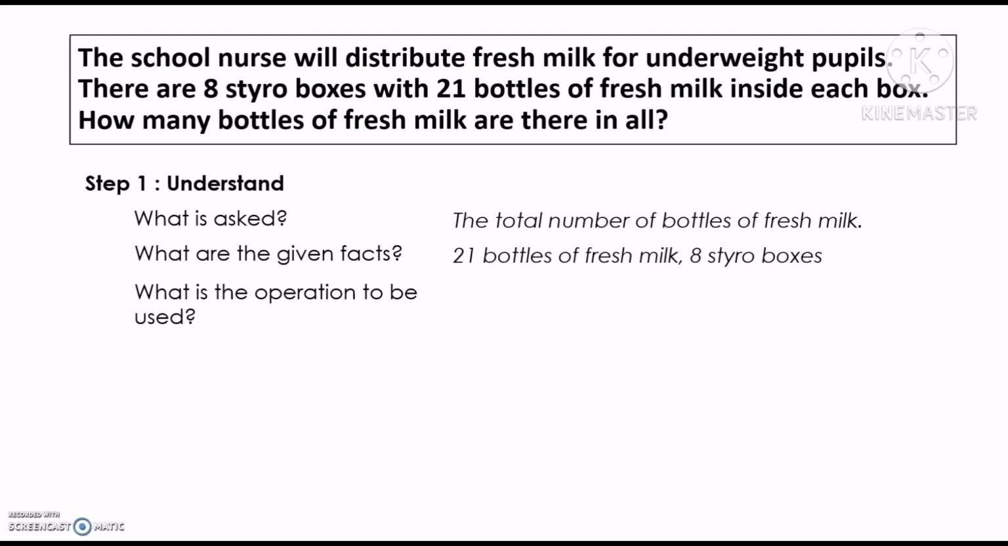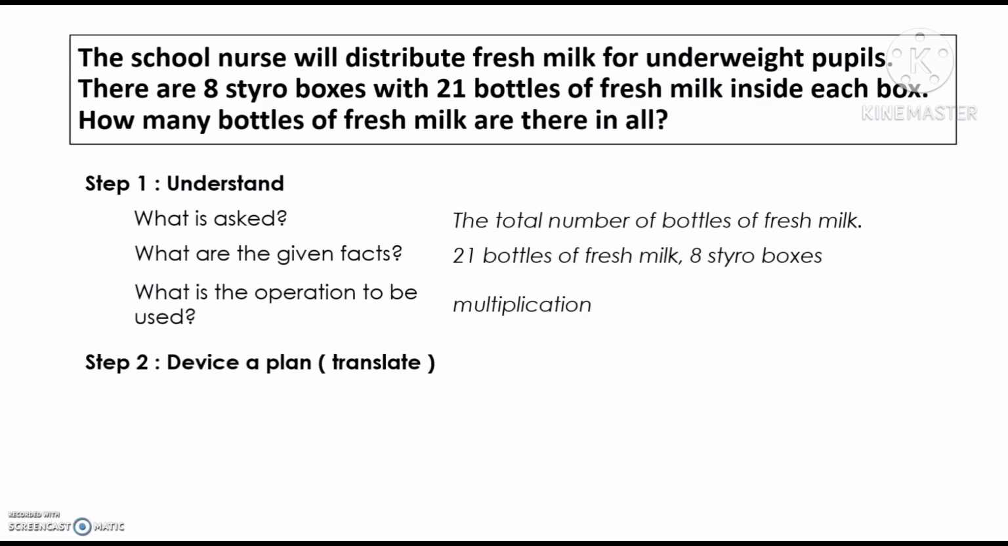You might be confused by the word total, but the shortest way of finding it is through the process of multiplication. You can also do repeated addition, but multiplication is quite faster because of the given. You have 21 bottles of fresh milk in each styro, and you have 8 styro boxes. So we're going to make use of multiplication.